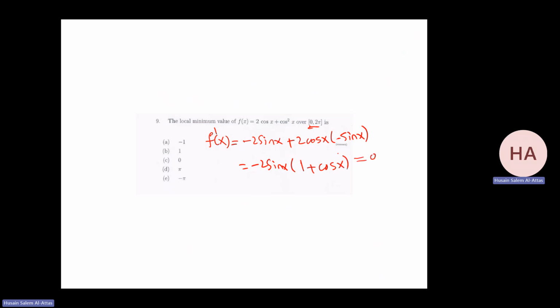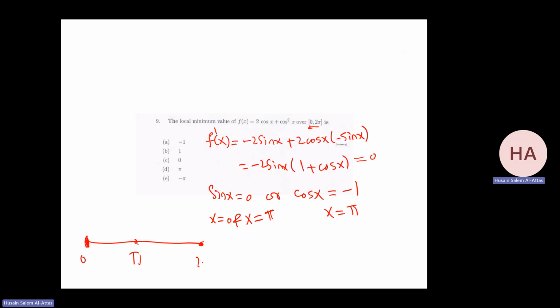So I make this equal 0. So I have sine x equal 0 or cosine x equal minus 1. So I have x equal 0 and x equal pi, and I have x equal pi. So we'll put the 0, we'll put the pi. It's close actually. And this is 2 pi.